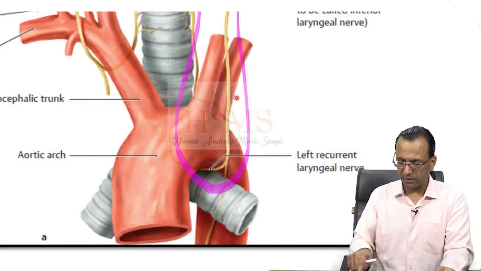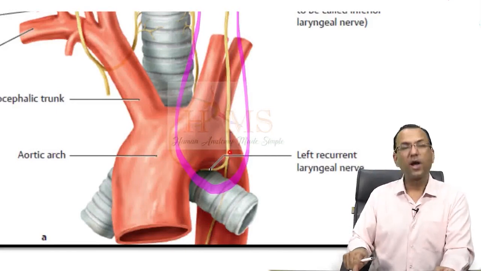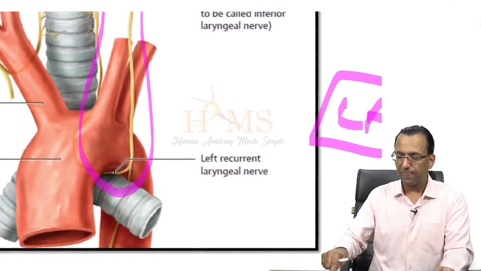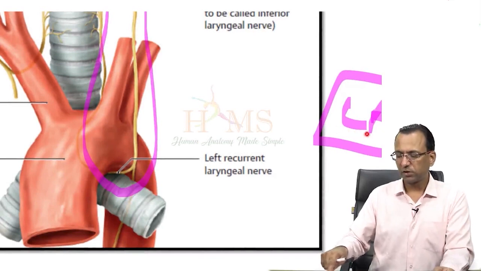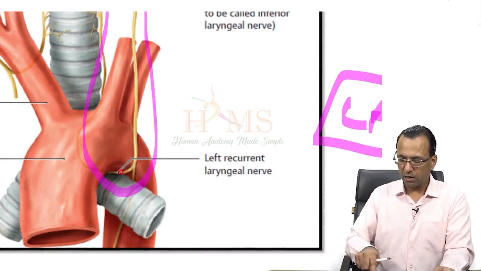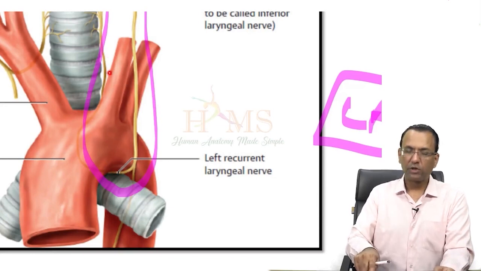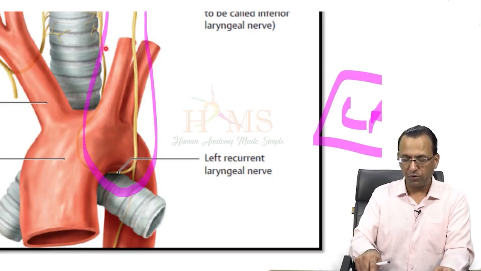Yeah, this is the left recurrent laryngeal nerve, and it is hooking under the arch of the aorta, under the ligamentum arteriosum there. Yes, the ligamentum arteriosum, the adult remnant of the ductus arteriosus. It hooks under that arch of aorta and ligamentum arteriosum to go back into the tracheoesophageal groove. Yes, the tracheoesophageal groove, you remember.